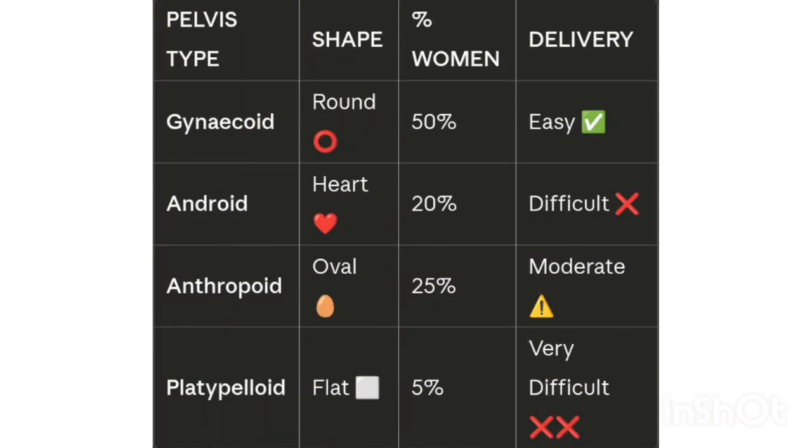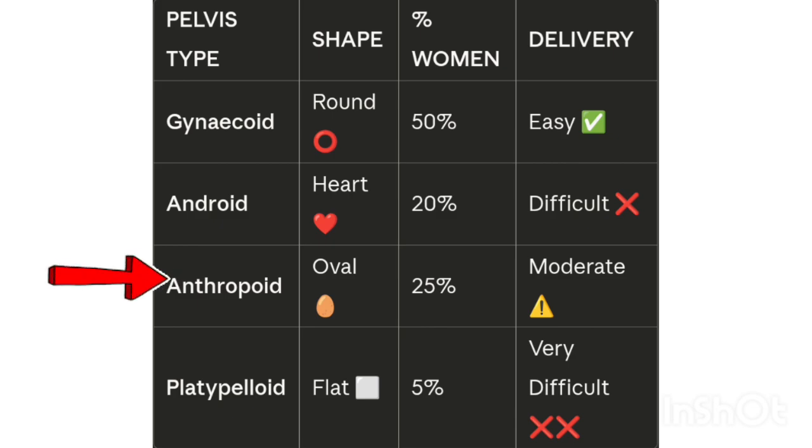So then this is just a summary of what the different types of pelvis involve. The gynaecoid occurs in 50% of females or women, and it is easy for delivery. Very, very important. Then android is heart shaped. You understand? It happens in 20% of the women, and it is difficult in labor or delivery.